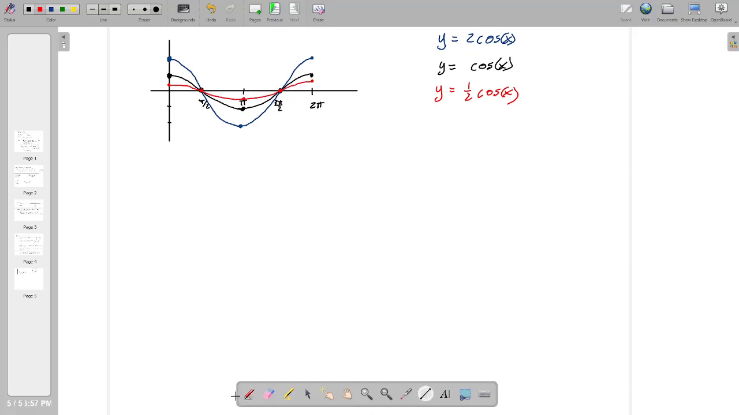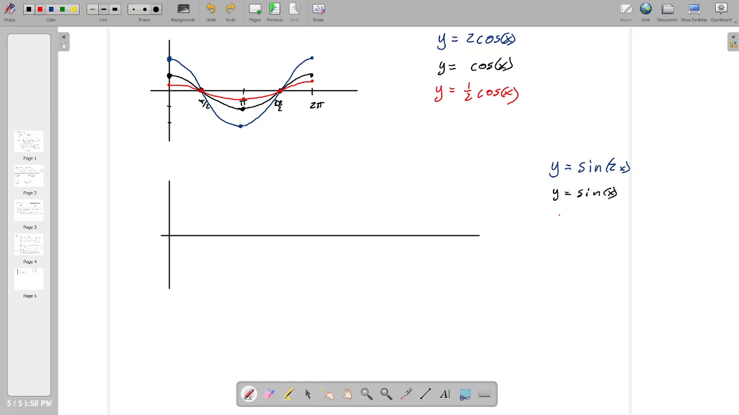Now let's go ahead and do the horizontal stretch and shrink, but we're going to use sine this time instead. We're going to do the exact same thing. y equals sine 2x. y equals sine x. And y equals sine 1/2 of x.